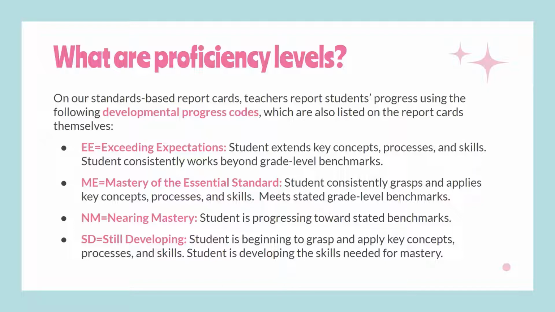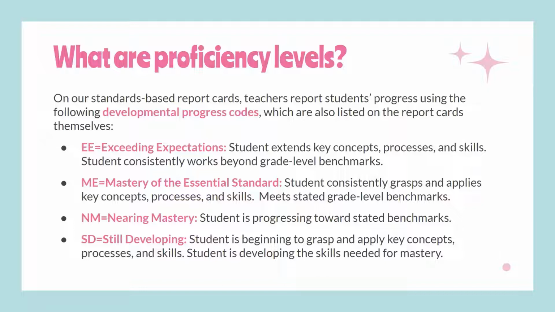ME is mastery of the essential skill or the essential standard. And that means that student has consistently shown that they've met the learning targets of what we want them to be at by the end of the school year. NM is nearing mastery. We're getting close. We haven't quite mastered everything, but we're really getting close. We're definitely on track. And then we have SD, still developing.